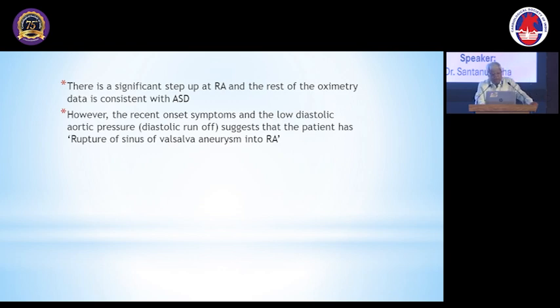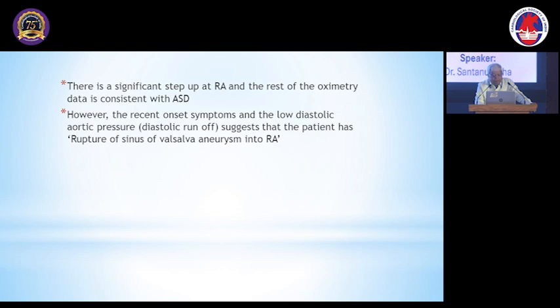See, madam, SVC is 72, RA is 70, RV is 98, PA is 70. So they cannot be connected in series. It's not possible. Okay? Again, PA is 70, aorta is 96. That is no shunt lesion. These two things we have found out.